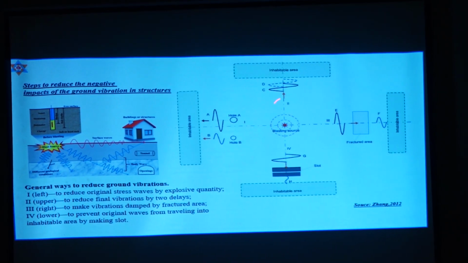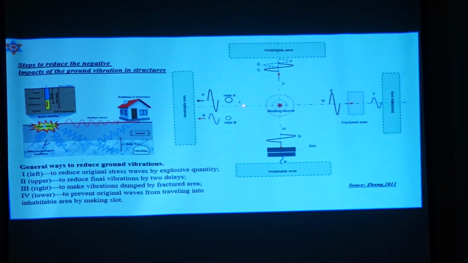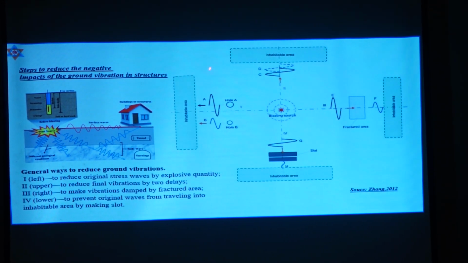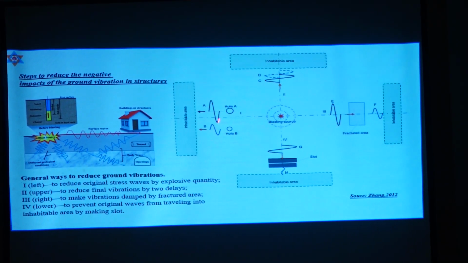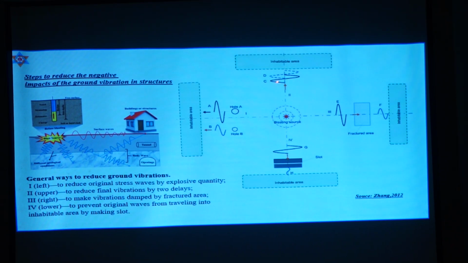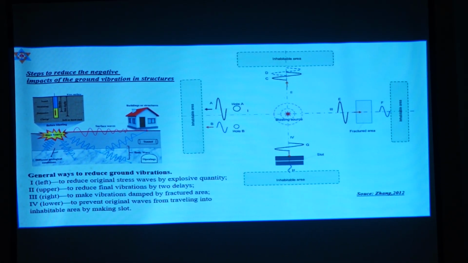How can we reduce the negative effect of the blasting? In the first way, we can reduce the original stress wave by the explosive quantity. If there is a larger quantity, then wave velocity and frequency are high. If we use holes where a small quantity is used, then it gives a smaller velocity and frequency. In the second case, we can use different types of series, so the waves are superimposed: the first wave is going on and the second wave is going on. In the third case, if there is a fractured area, then wave velocity and frequency are reduced to reach the inhabited area.